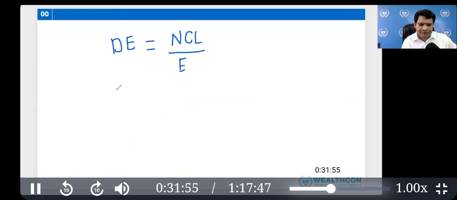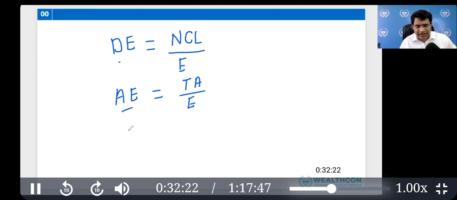That is the DE ratio. Another ratio is the AE ratio, that is total asset divided by equity. This is called the leverage ratio, and this is the loan ratio. These two ratios suggest the debt component, how much debt and how much own money there is. DE ratio and AE ratio.